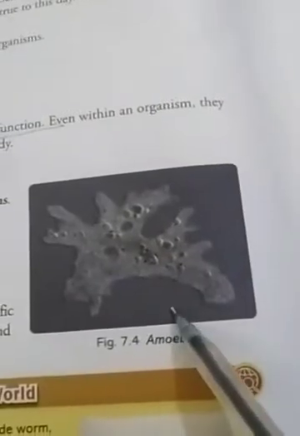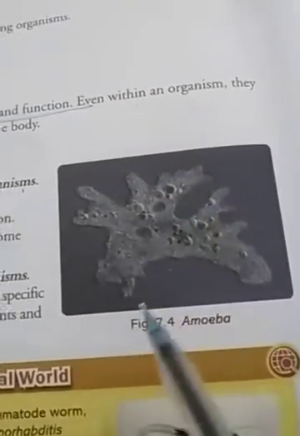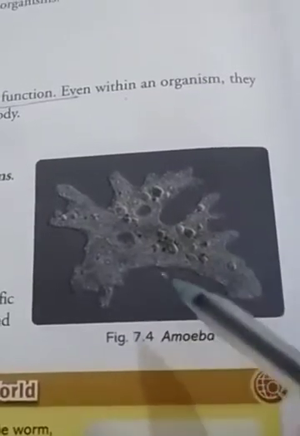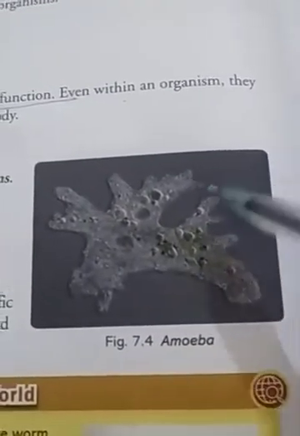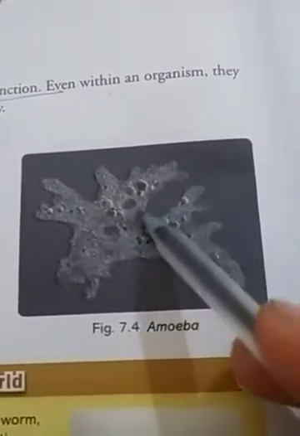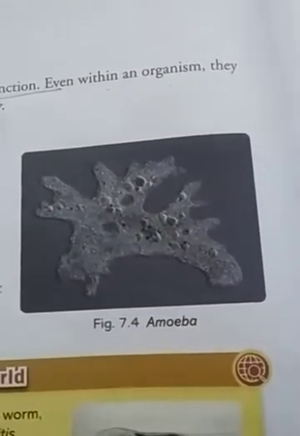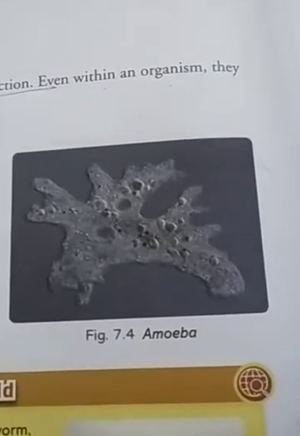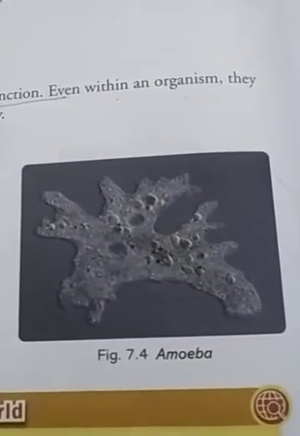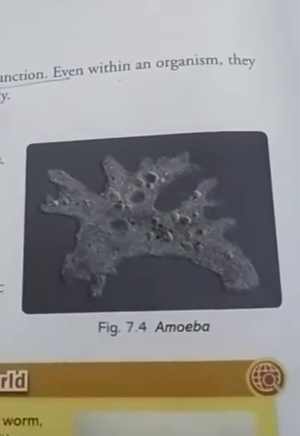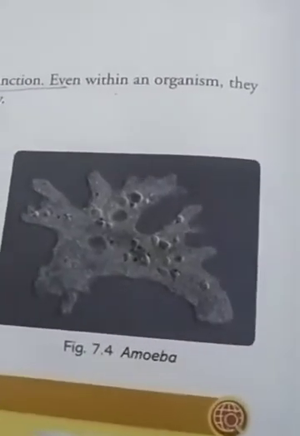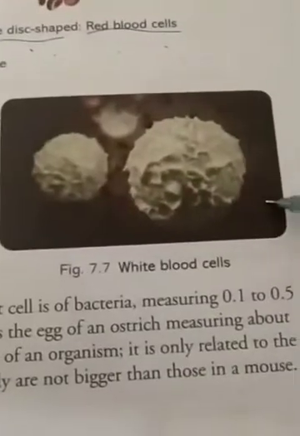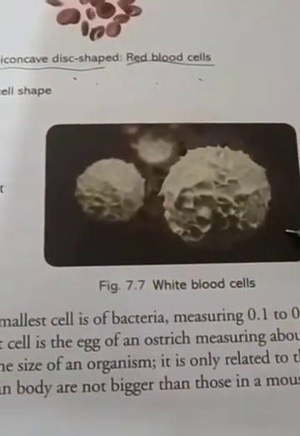This structure can be changed from time to time according to their work. If they capture food, this structure I am showing you now is helpful for taking in the food. And these are called pseudopodia. They help to move around, to capture food and to take in food. And this is the structure of the white blood cells.